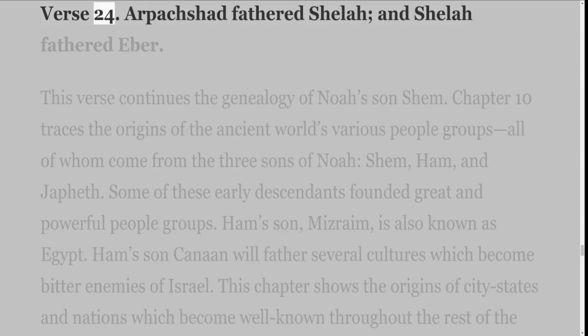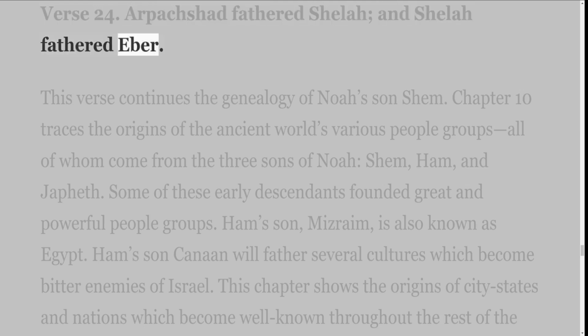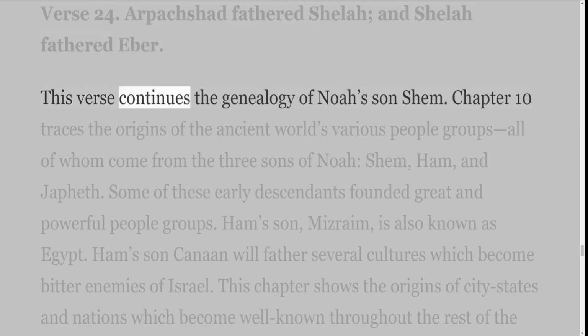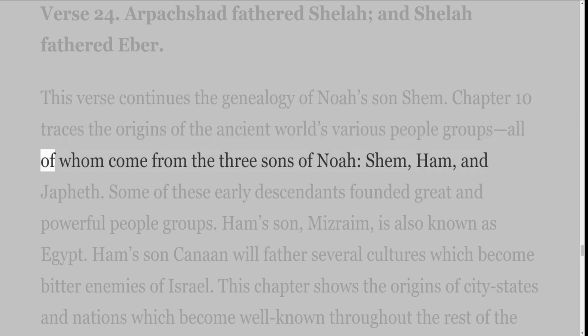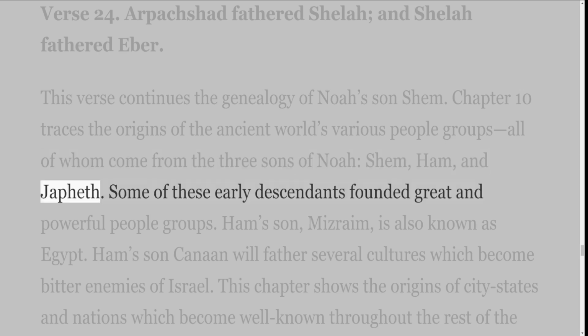Verse 24. Arpachshad fathered Shelah, and Shelah fathered Eber. This verse continues the genealogy of Noah's son Shem. Chapter 10 traces the origins of the ancient world's various people groups, all of whom come from the three sons of Noah, Shem, Ham, and Japheth.